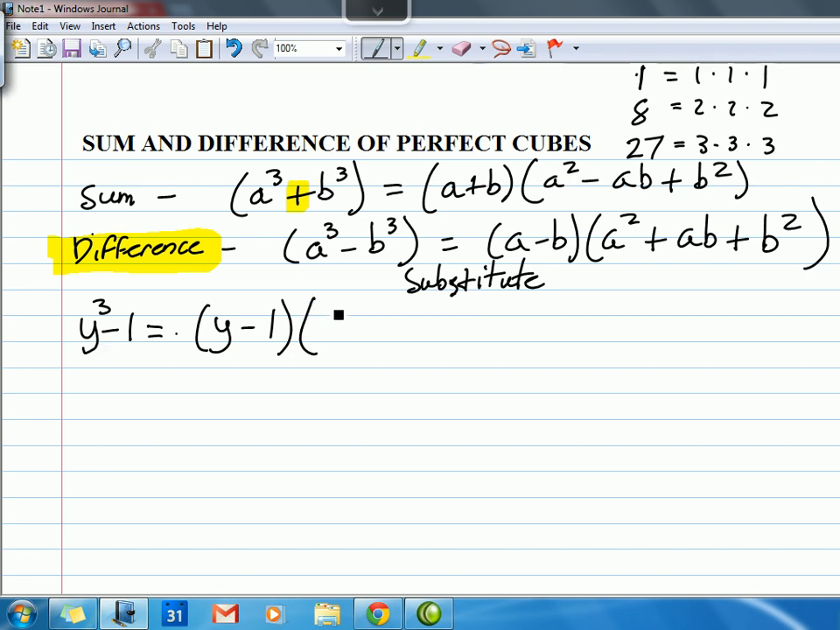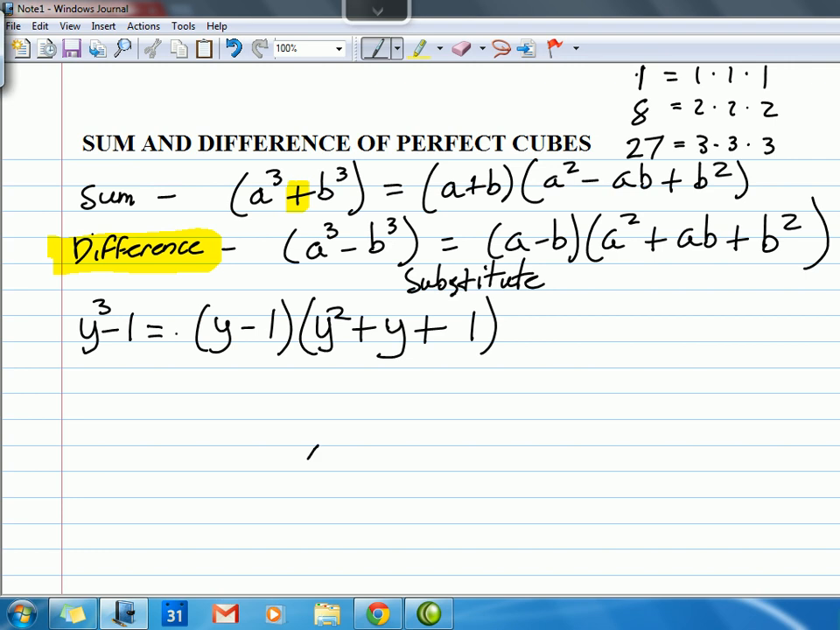Times, now this is the one that can be a little bit tricky, right? So a squared, in this case, if we're substituting, we're talking about y squared, then ab, meaning y times 1, which is just going to be y, plus b squared. And that's 1 squared, so plus 1. And guess what? You're done. So that's easy enough, right? If we talk about other ones, it's pretty much the same thing.